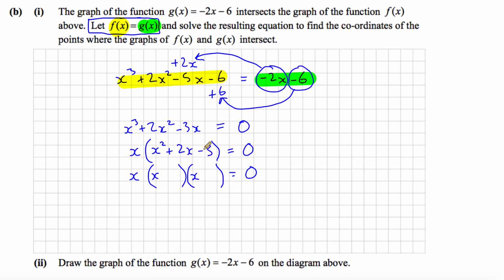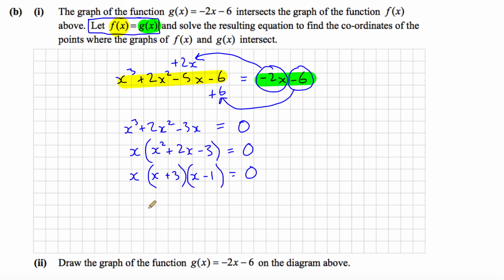I want factors of minus 3 that will add or subtract to give positive 2. So that's going to be minus 3 and positive 1. Sorry, it's going to be positive 3 and minus 1. You could use the quadratic formula on this also, but this is a bit easier. Plus 3 times minus 1 gives minus 3, and 3 minus 1 gives positive 2.